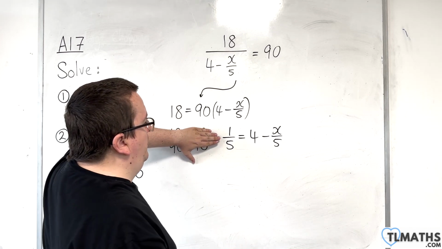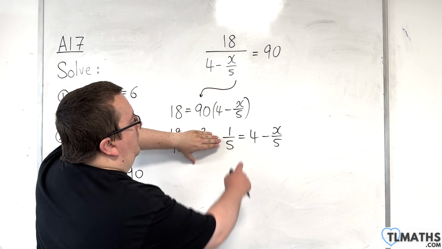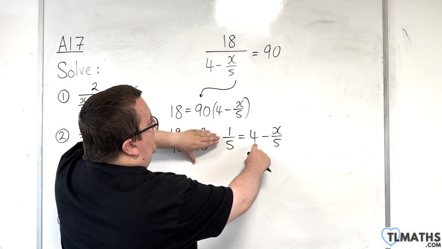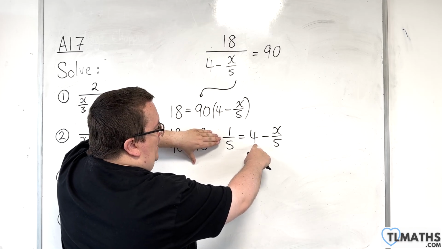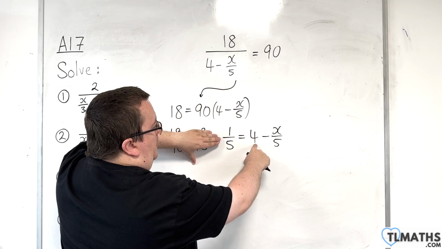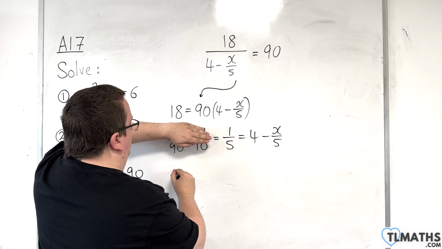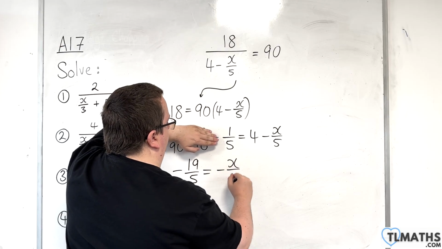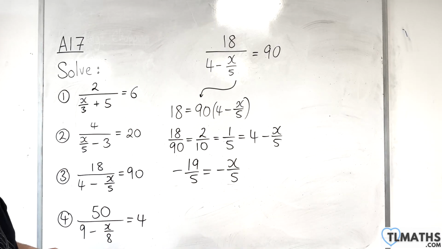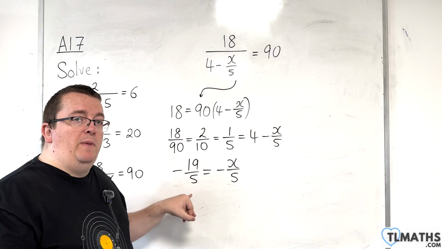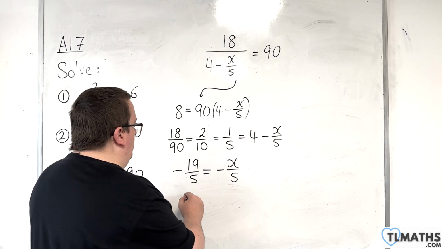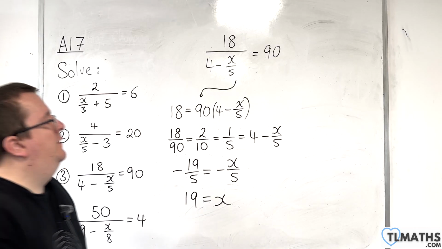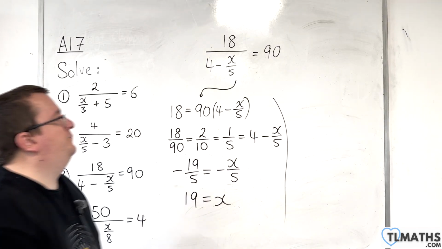So this is the equation we've got. Now, if we take the 4, because remember that's a plus 4 there, so if we take 4 from both sides, now 4 is 20 over 5. So 1 over 5 take away 20 over 5 is minus 19 over 5. And then we need to multiply both sides by minus 5, and we're going to get 19 equals x. Okay, so that's my value of x.